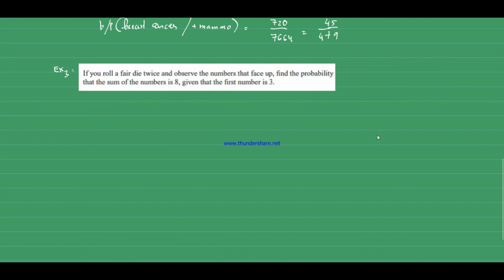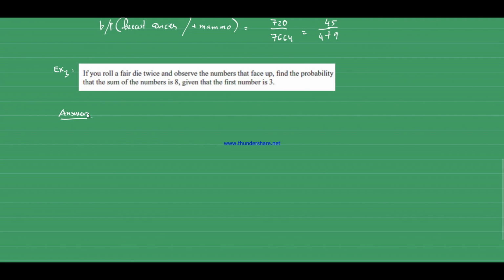If you roll a die twice, okay, this problem is harder. Find the probability that the sum of the numbers is 8, given that the first number is 3.